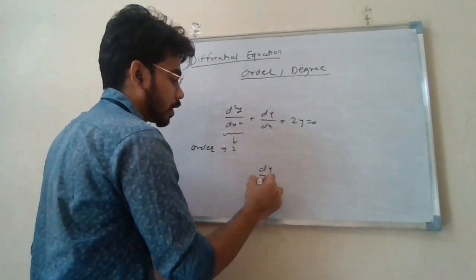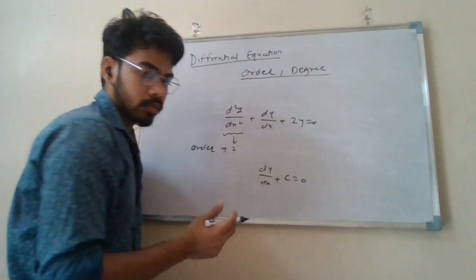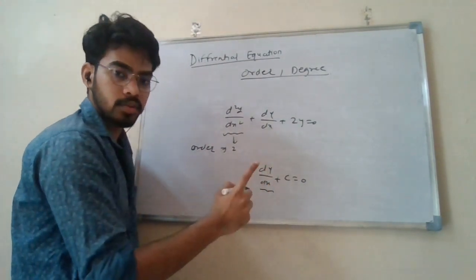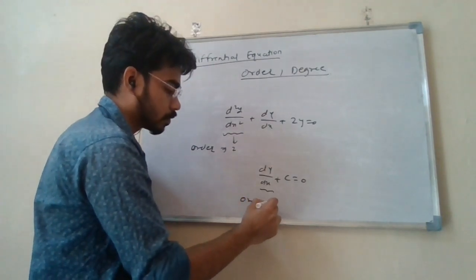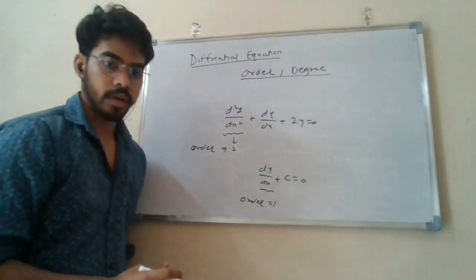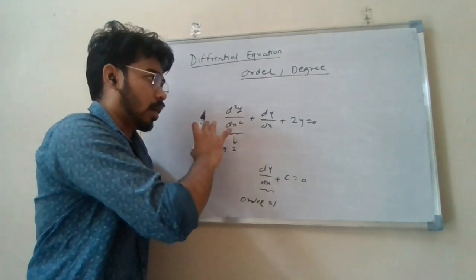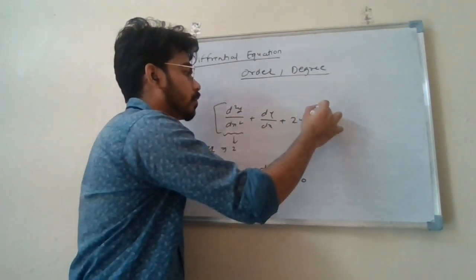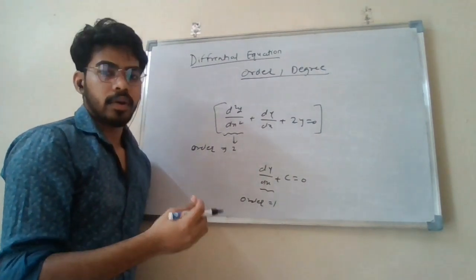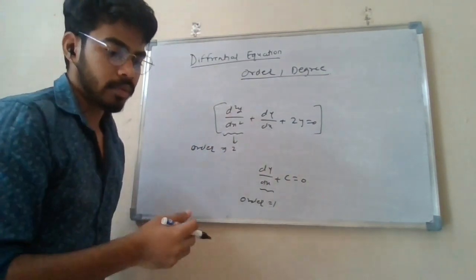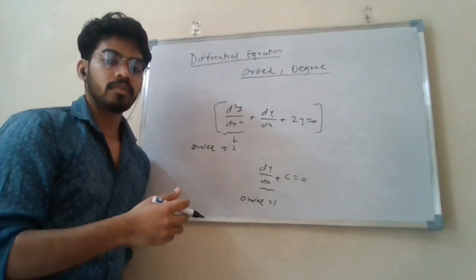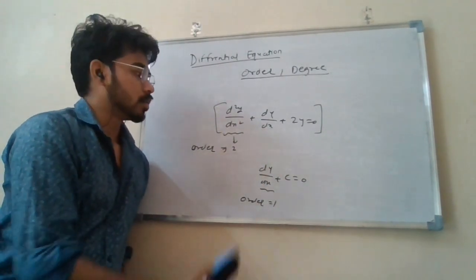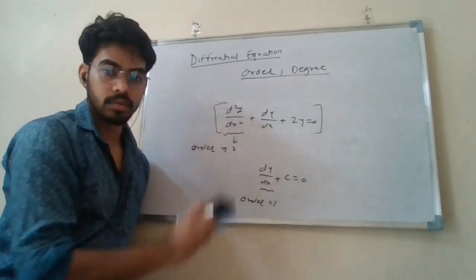If I have dy by dx plus c is equal to 0, notice the highest order derivative is this, and it's the first order derivative. That means the order of the differential equation is 1. See, in the exam or in the questions, they don't give us the simplified pattern. We have to simplify for two or three steps, and then see what is the highest order derivative in the given differential equation. In this way, we find the order.